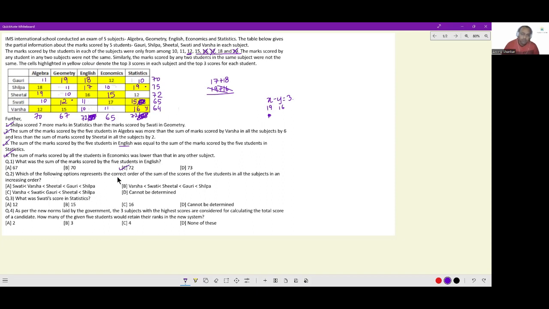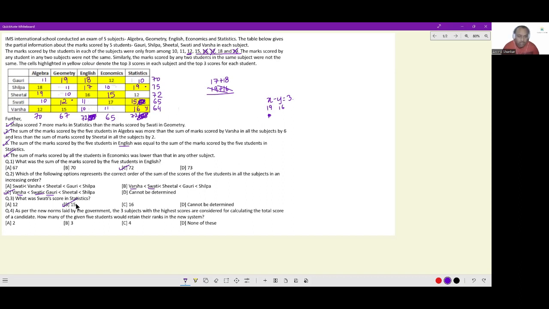Which of the following options represents the correct order of the sum of scores of 5 students in all the subjects in an increasing order? So Varsha is the lowest. Then we have Swati in both places. Varsha, Swati, then Gauri has to be there. So Gauri is only present in option C. So option C. Then we have Sheetal, then we have Shilpa. Next question. What was Swati's score in statistics? Swati has scored 15 in statistics.